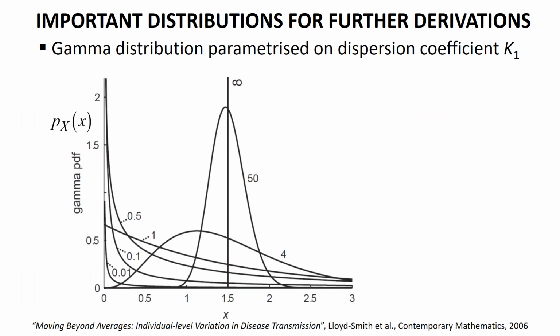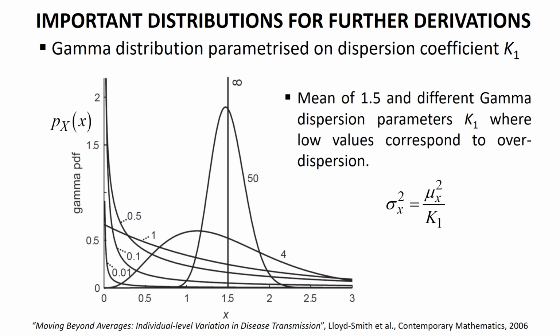So I've done just that here. I've kept the mean constant at 1.5 and I've looked at the gamma distribution parameterized on the dispersion coefficient k1. As k1 gets bigger and bigger, the variance gets smaller and smaller. I should point out that this definition of k1 on the previous slide, which is equal to small k, is different than in some other papers. So there seems to be a bit of confusion. I'm using the definition that's used on the reference below at the bottom of this page.